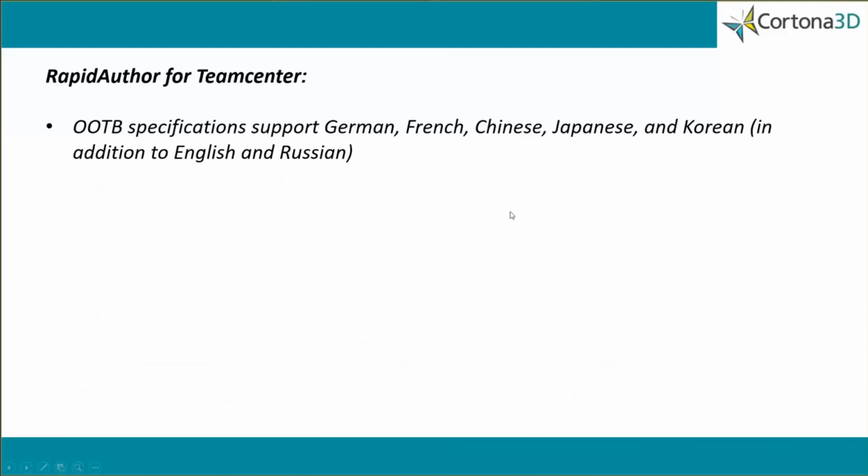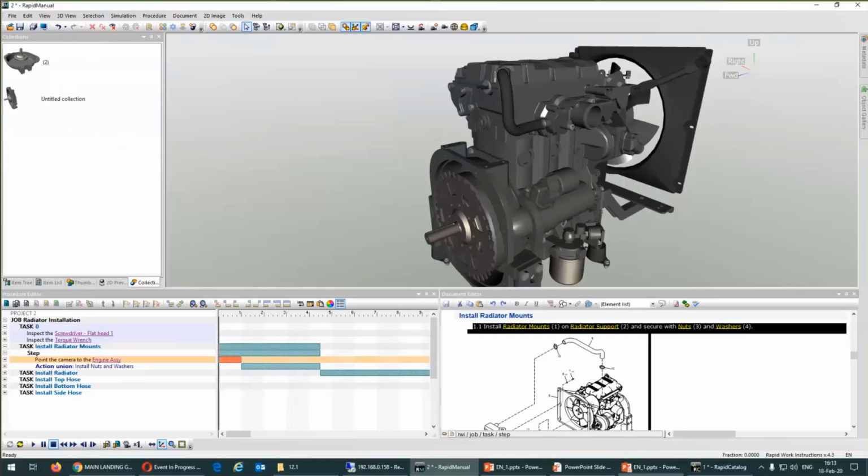Now we're moving on to RapidAuthor for Teamcenter. As you know, we have two separate branches of products, RapidAuthor and RapidAuthor for Teamcenter. They're slightly different, although most functionality is the same. So in RapidAuthor for Teamcenter, we added 5 new languages. These are French, German, Chinese, Japanese, and Korean. And we are talking about specification-driven languages, not the user interface languages that you see here.